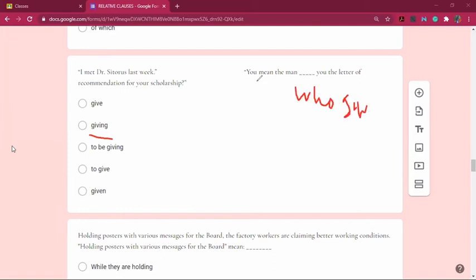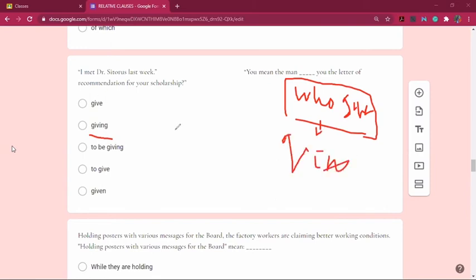So you mean the man who give. So it's who give, this is subject, right? That's why I told you last week, if you want to shorten this part of the relative clause, then if it is subject, you have to put verb ing. This is just the rule. So you say giving. You mean the man giving you the letter of recommendations.